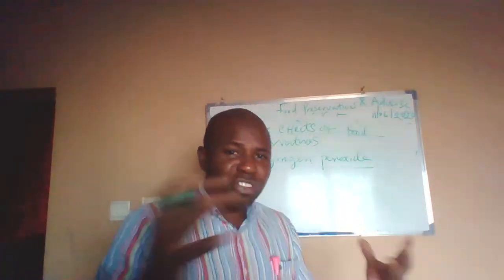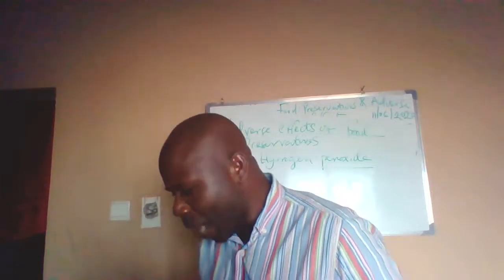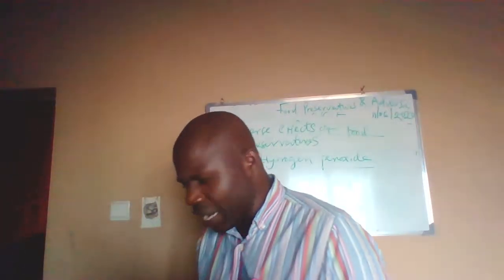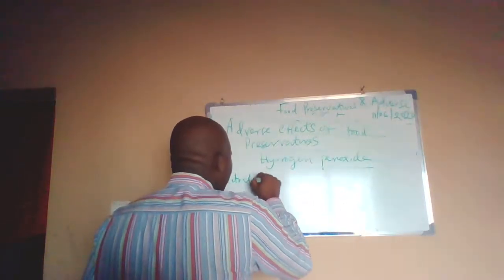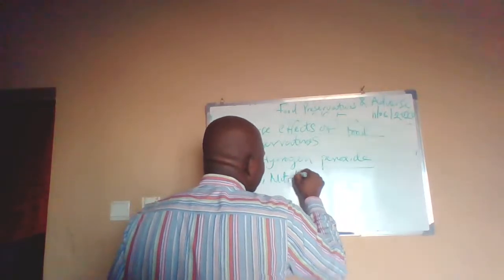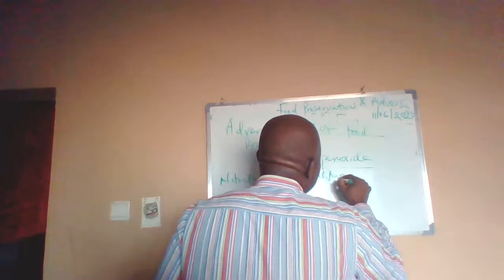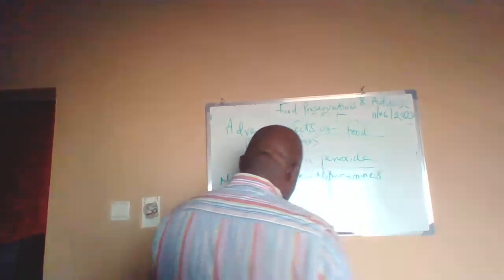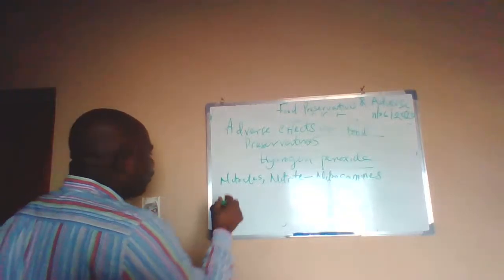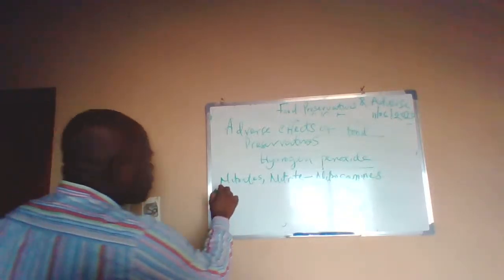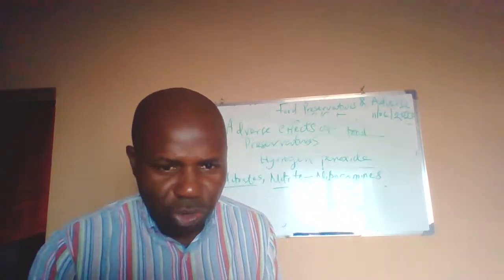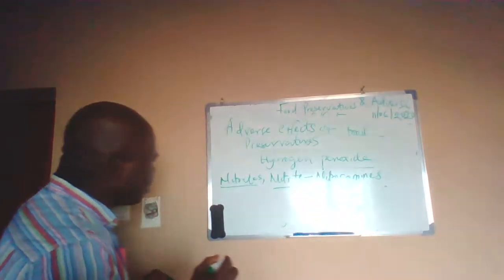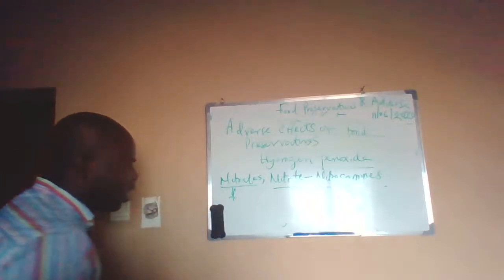So let's move to another important preservative. In this group, we have the nitrates, nitrites, and nitrous amines. This is a very common food preservative we normally see in the preservation of meat substance, dietary meat.